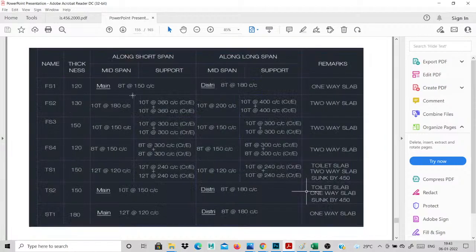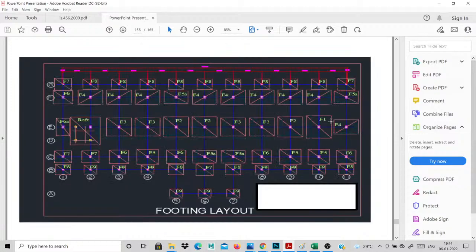Then this is our slab reinforcement: mid-span and support, the two conditions. This is the thickness for your slab, and the name of your slab. Then you mention the remarks, which one is a one-way slab or two-way slab. It will be mentioned on this side also.